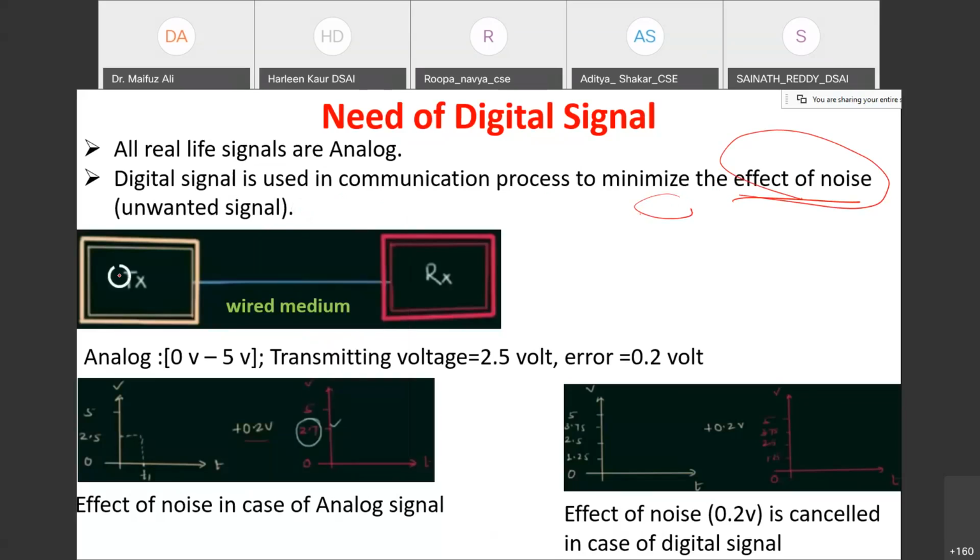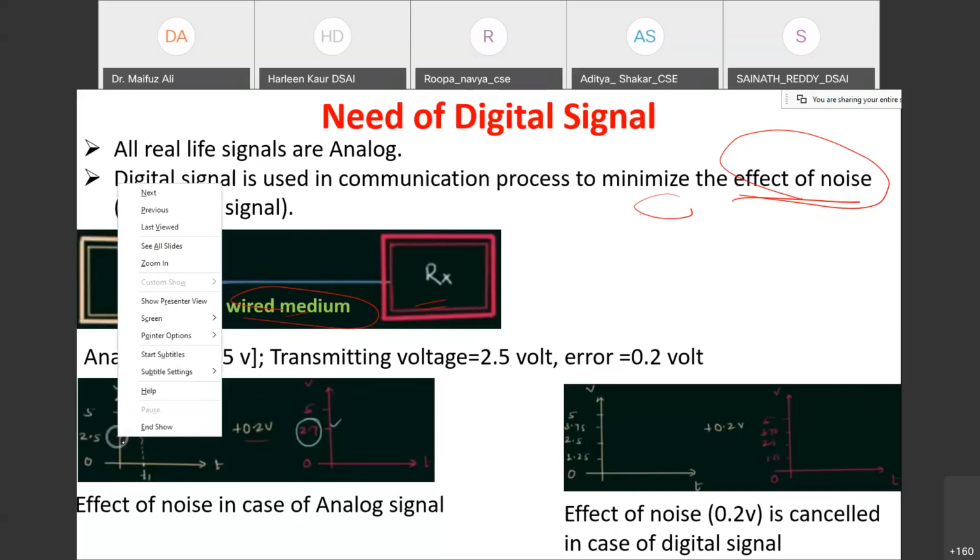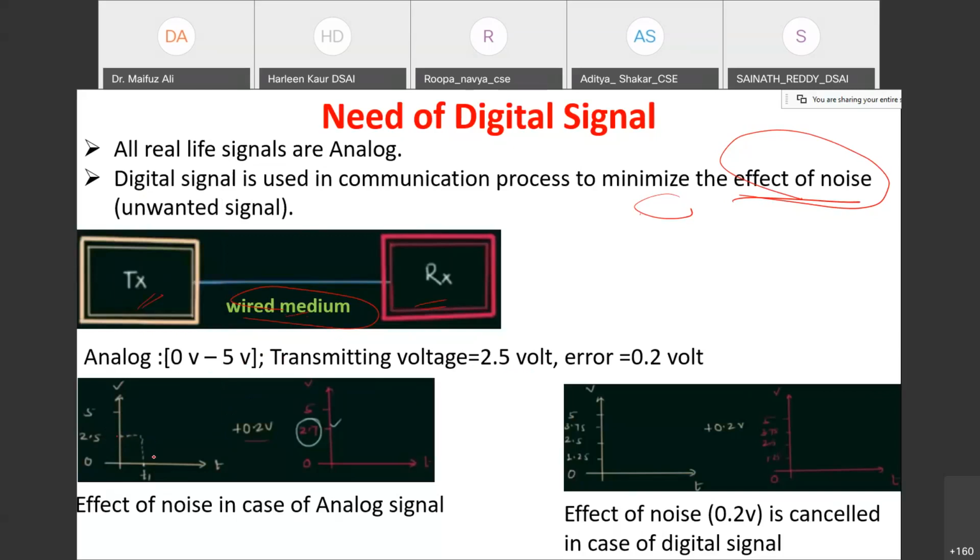So we have a transmitter, here we have a receiver, here the wire medium. Here the transmitter, here is the receiver, here the wire medium. In an analog signal, we are transmitting 2.5 volt. Here you are sending that voltage, 2.5 volt. Effect of the noise, it becomes 2.7. So its error is 0.25.